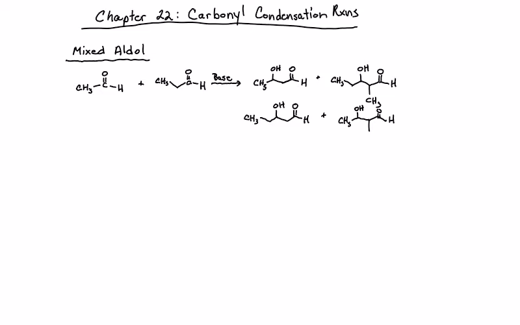Okay, and the question is, well, what do we do about this? Is it possible for us to control this reaction? And it turns out that there are some strategies that we can try. The first strategy that we can try out involves making sure that we use an aldehyde that doesn't have alpha hydrogens. Obviously, one of the aldehydes has to have alpha hydrogens. But if the other one does not, that means it's impossible for it to undergo this aldol reaction as the thing that gets deprotonated.